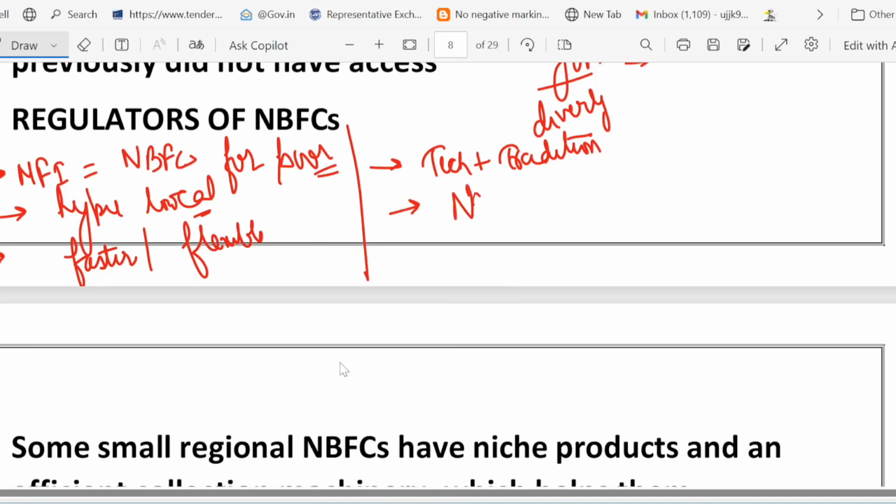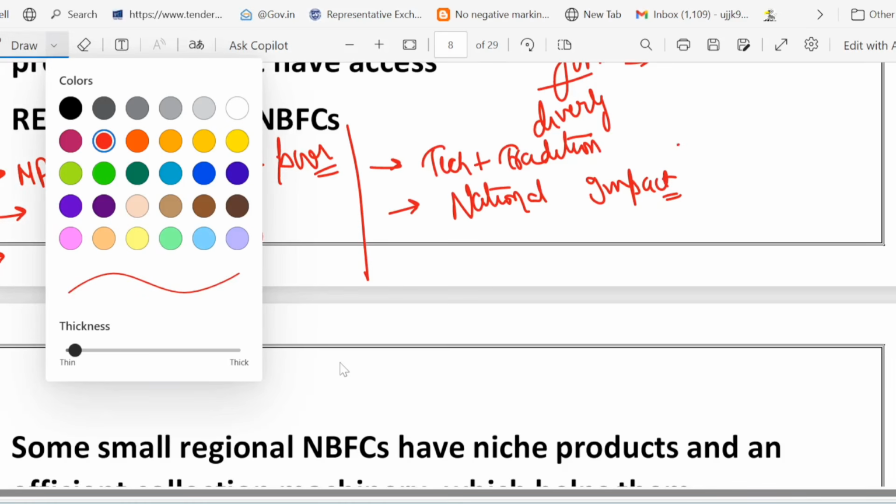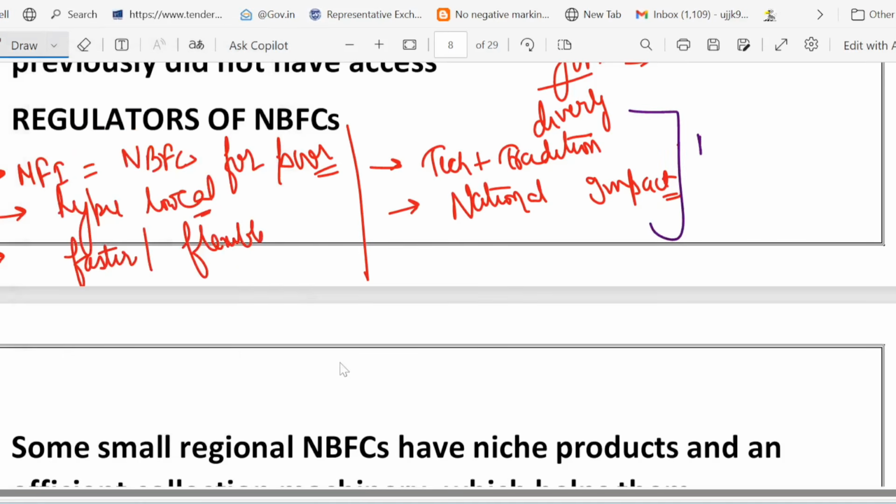And then lastly we talked about the national impact. Sabka Saath Sabka Vikas. So they help achieve this Sabka Saath Sabka Vikas in finance. That is called the national impact. And if I give you one example of it, Bandhan Bank. Have you heard of this bank? Yes, obviously you have. The Bandhan Bank started as MFI NBFC. Remember it. These are the nutshell points which I have collected from the previous slide.